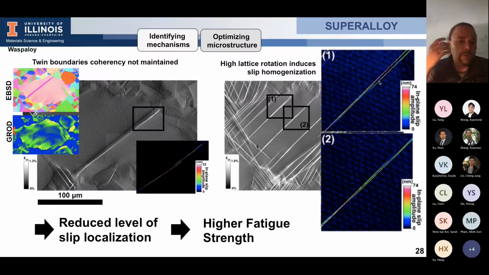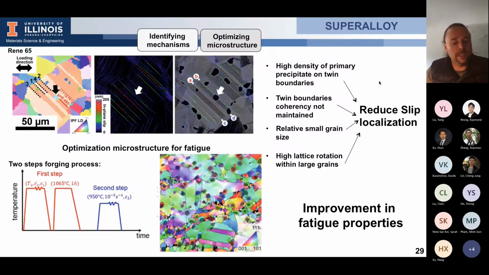So you see this kind of tool can be used for that, but you can also design, and this is what we did on a nickel-based superalloy. You can design new alloys to improve the fatigue properties. So here is René 65. With this kind of alloy, you have a way to control the location of precipitates, so gamma prime precipitates, this large precipitate. And you can process the alloy to break the coherency of the twin boundary, for instance, but also to develop the twin boundary near this precipitate.